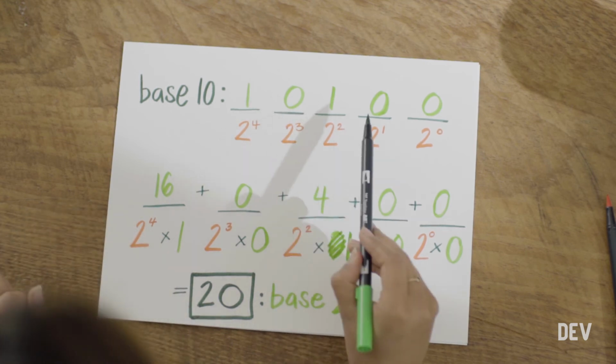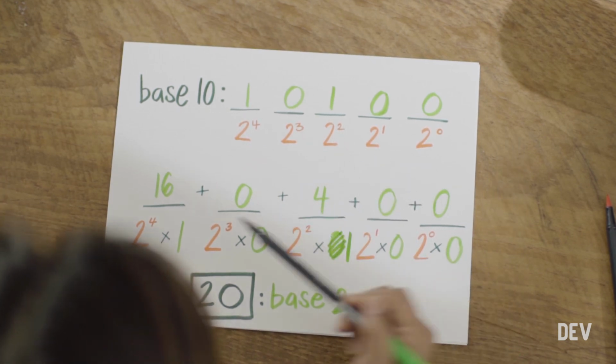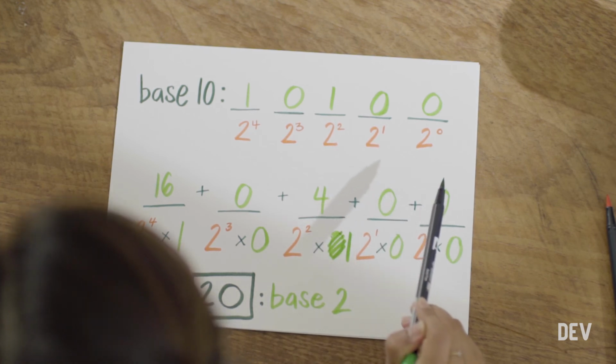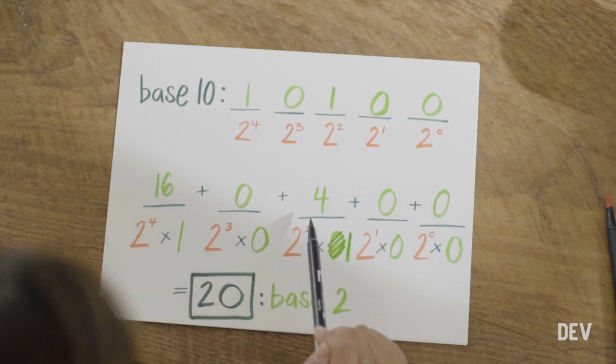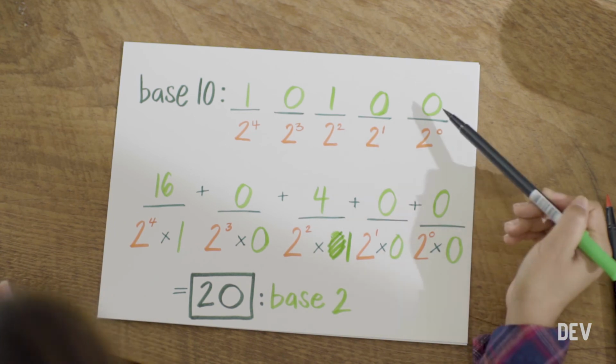The numbers that don't have 1s in them mean that we didn't use that equivalent power of 2, so we can just sum up the numbers that we did use, in this case 16 and 4, and we end up with 20, which is the equivalent of the base 2 representation we started with, 10100.